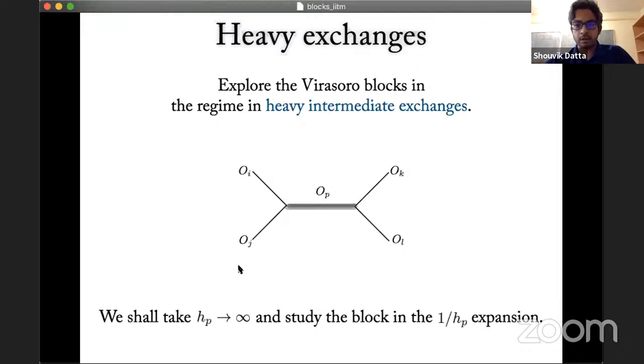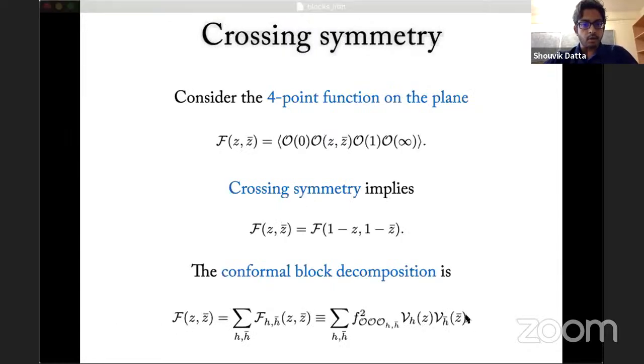Okay, and we are going to study this conformal block in the h_p going to infinity regime, which is the conformal dimension of this operator O_p being large, and we shall study this in the 1/h_p expansion. Okay, so just a reminder about 4-point functions and conformal blocks. So we have this 4-point function on the plane, and crossing symmetry implies that f(z) is equal to f(1-z), and the conformal block decomposition in terms of the OPE coefficients is this.